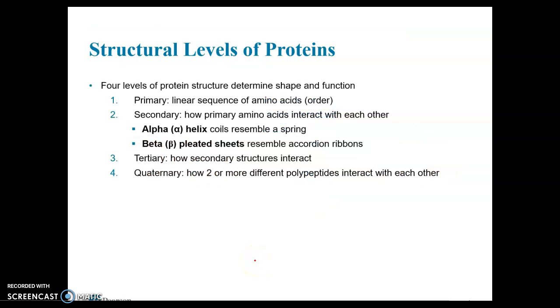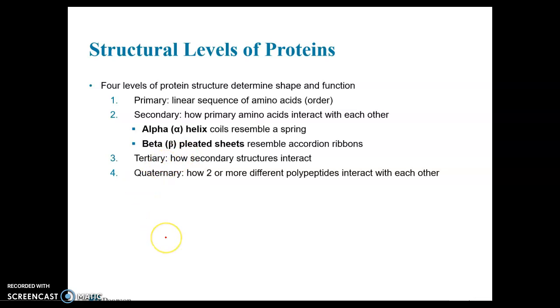Okay, we saw something very similar with the carbohydrates. We also need to talk about levels of protein structure because they're not just chains of amino acids. They have very complicated, complex shapes. And just like in everything that we study in anatomy and physiology, the structure determines the function. So it's very important that proteins have this specific shape that's determined by the 4 levels of protein structure.